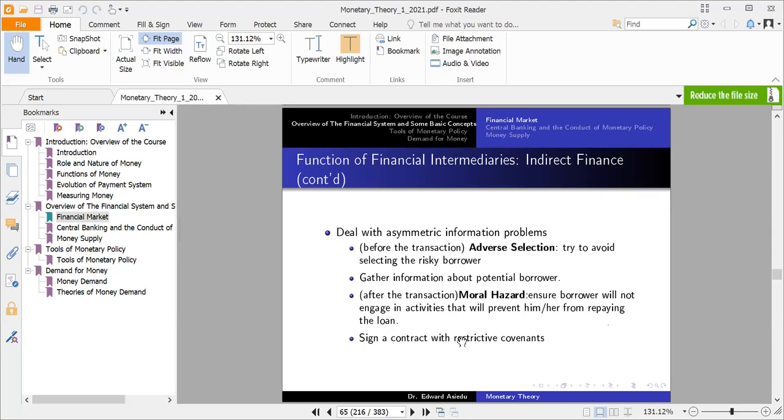Sign a contract with restrictive covenants. So you always sign a contract that in the case of default, in the case that you use the money for this, these are the penalties, legal, binding contracts. It's very important.